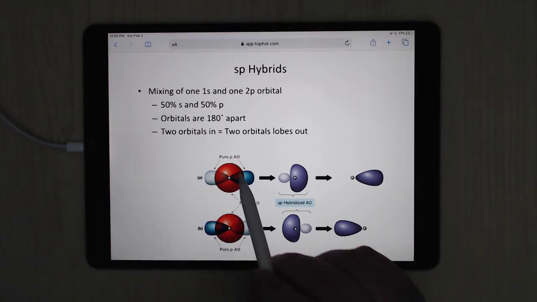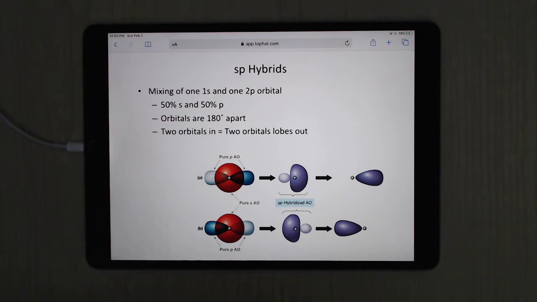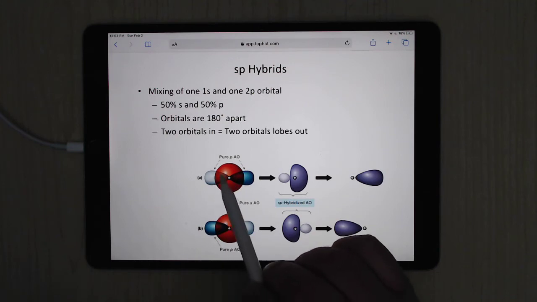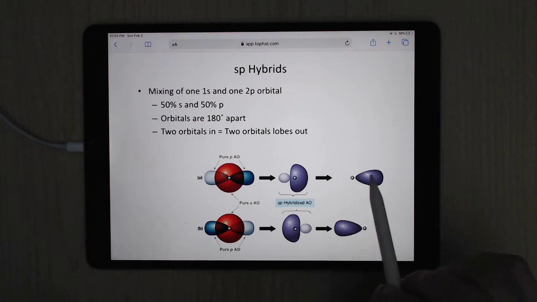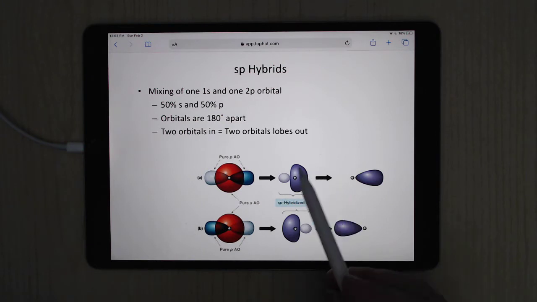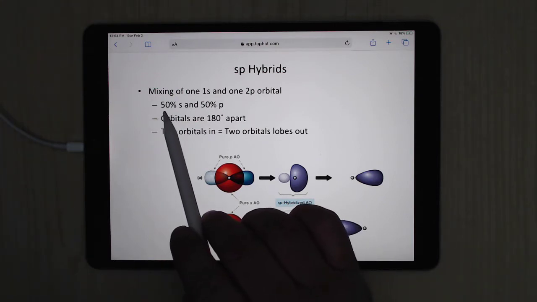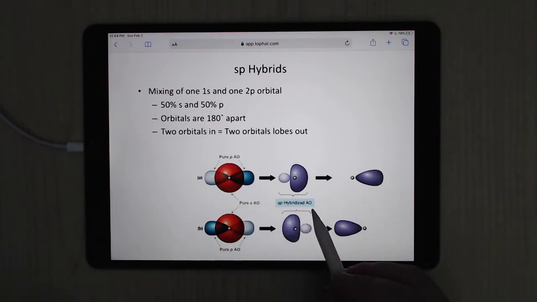Because if we take an s orbital and a p orbital, and we combine them mathematically, this side is going to be constructive, this side is going to be destructive, and so you're going to get a big lobe over here and then a little lobe over here, so it's going to look like this. If we were to flip these, you could have the other one, and so you would end up with this hybridized thing. And so if you have one s and one p, you have an sp hybridized orbital, because you combine one of the s's and one of the p's.